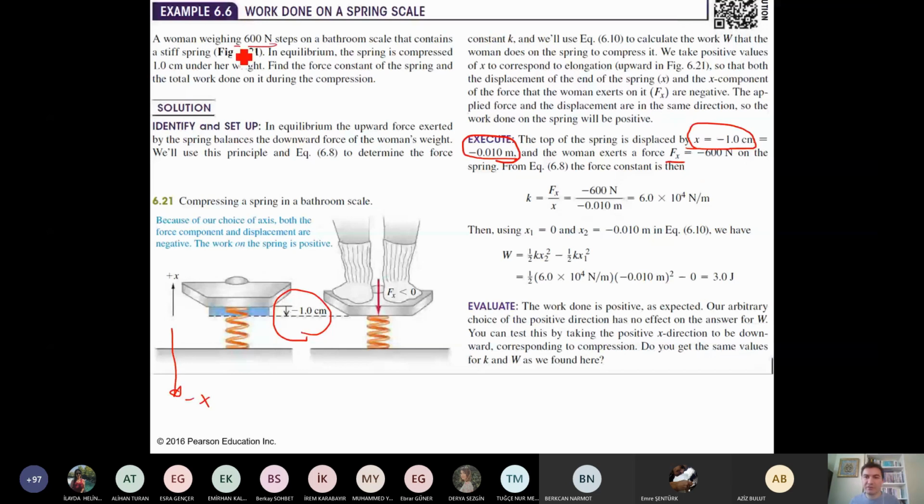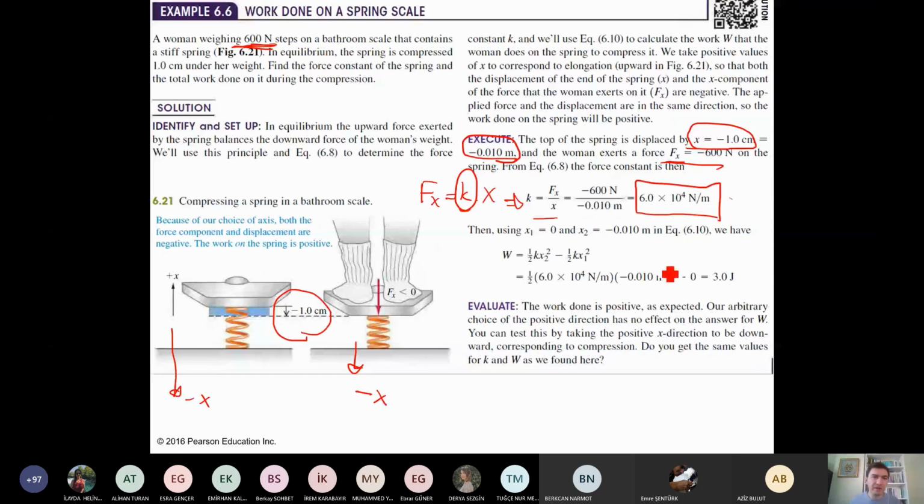But what about the direction of the force? The direction of the force applied by the woman is in the negative x direction, okay? Then you can write it like this, -600 Newton. Then what about the force constant of the spring? We have this formula, F = kx. If you take the force constant from this equation, then you get this relation. Here we have -600 Newton over -0.01 meter. Then we have the force constant for this stiff spring.